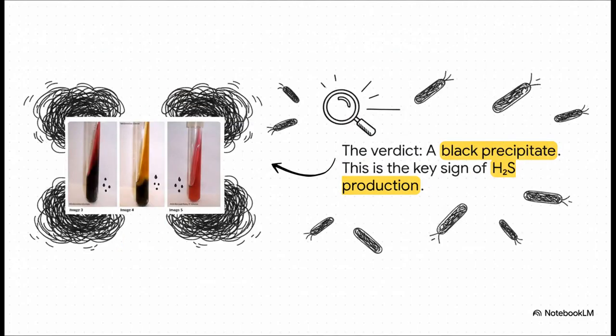And here it is, the moment of truth. Look at that. That dramatic black stuff forming at the bottom of the tube? That is the telltale sign we've been waiting for. It means our little bacterium is producing hydrogen sulfide, or H2S. This one clue, man, this is a massive leap forward in our case.